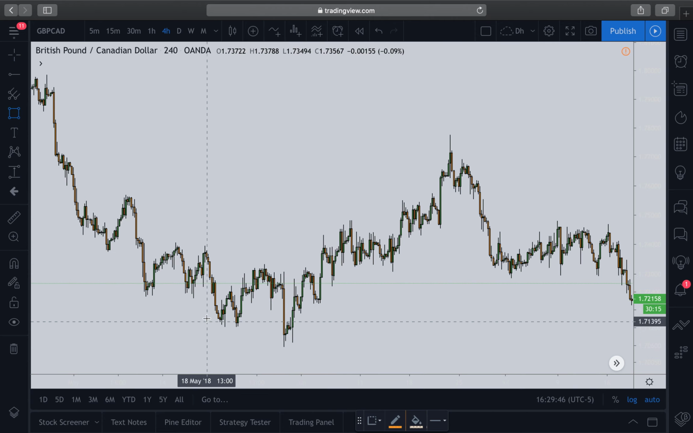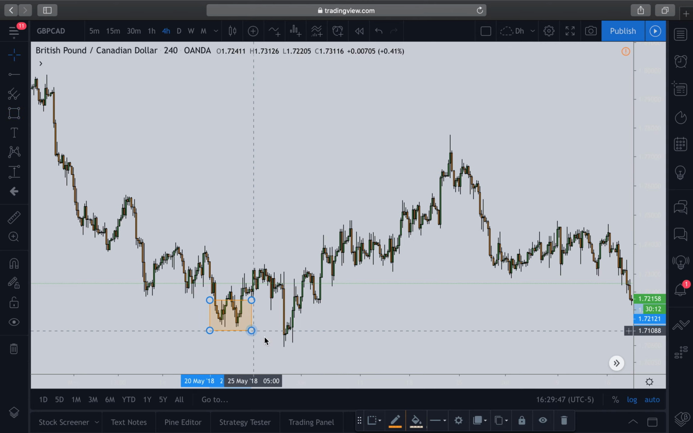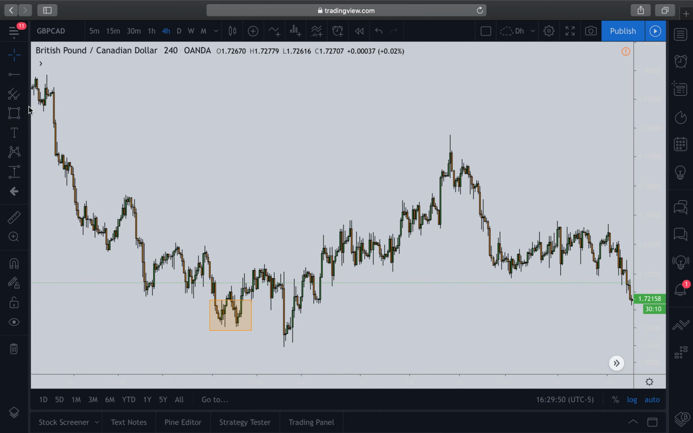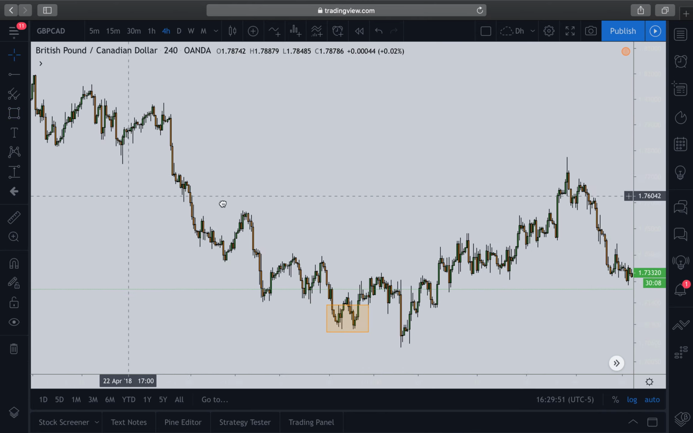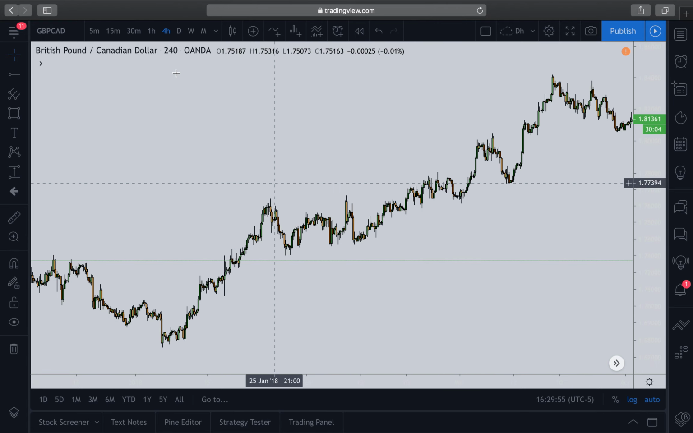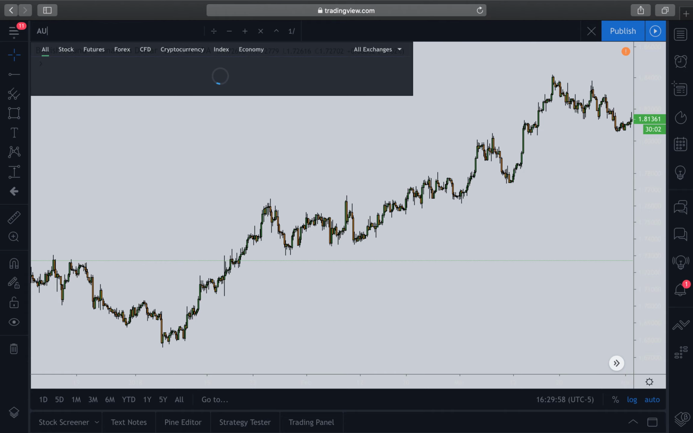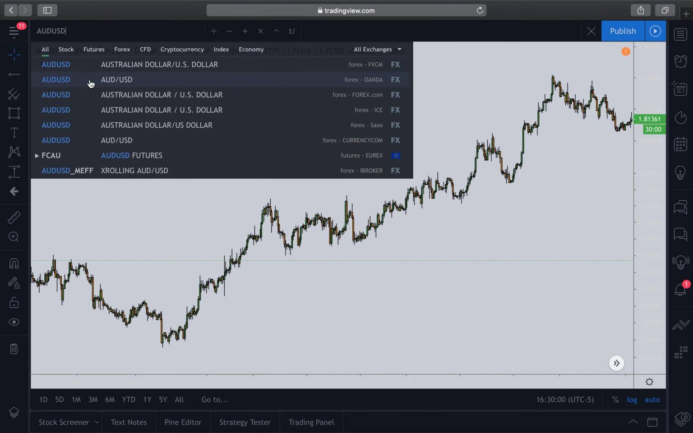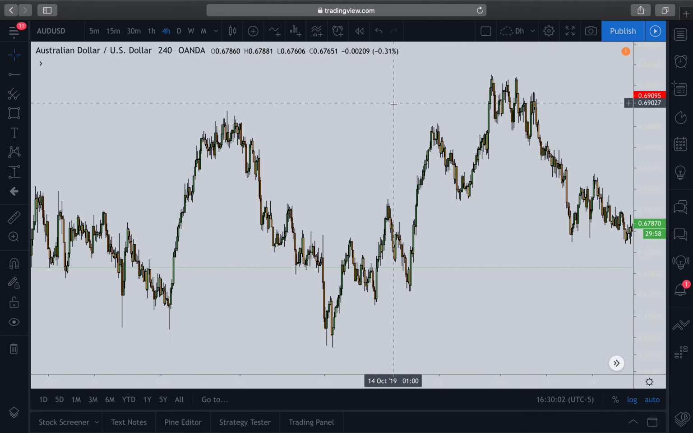Another double bottom, right? Like I said, they're pretty easy to identify. It just depends on what pair you're on. Let me go back to AU. Since I'm on a 4 hour, let me just go back to AU.